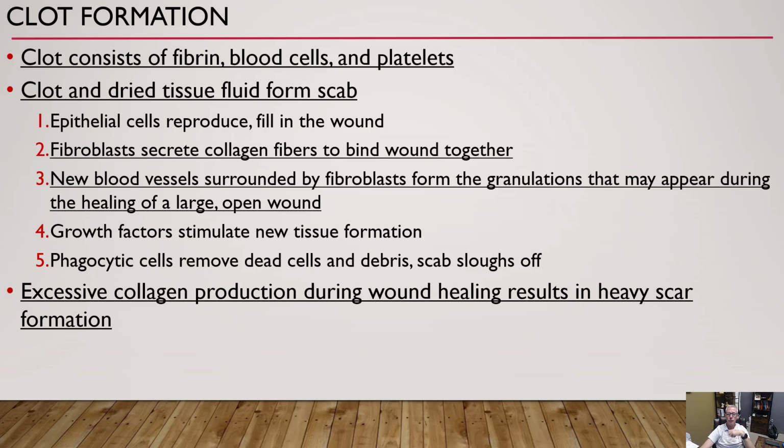And then we're going to see these growth factors stimulate the formation of new tissue. And then we're going to see a bunch of these phagocytes or macrophages come in and remove the dead cells, that old cellular debris, and eventually that scab is going to slough off. If we have too much collagen production during wound healing, we'll see more scar formation.